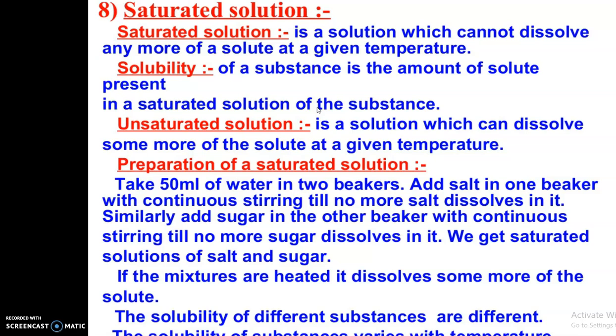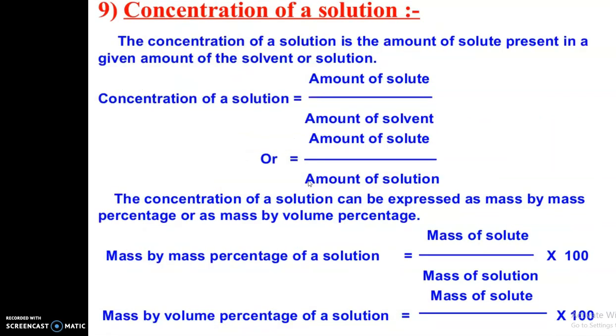Solubility of a substance is the amount of solute present in a saturated solution of the substance. An unsaturated solution is a solution which can dissolve some more of the solute at a given temperature. Here is given a method to prepare a saturated solution. And here is how to calculate the concentration of a solution. Concentration of a solution is given by amount of solute by amount of solvent, or amount of solute by amount of solution. Mass by percentage of the solution is mass of solute by mass of solution into 100.